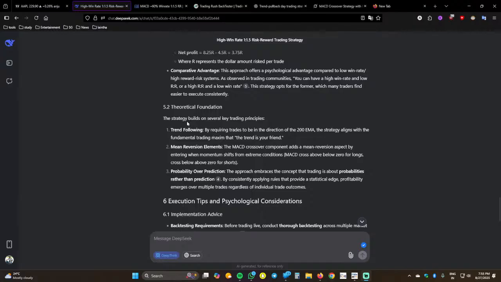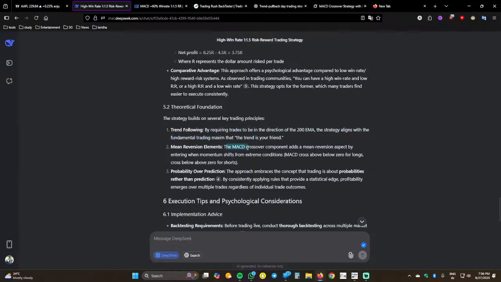Theoretical foundation. This strategy builds on several key trading principles. Trend following. By requiring trades to be in the direction of the 200 EMA, the strategy aligns with the fundamental trading maxim that the trend is your friend. That's a valid reason.